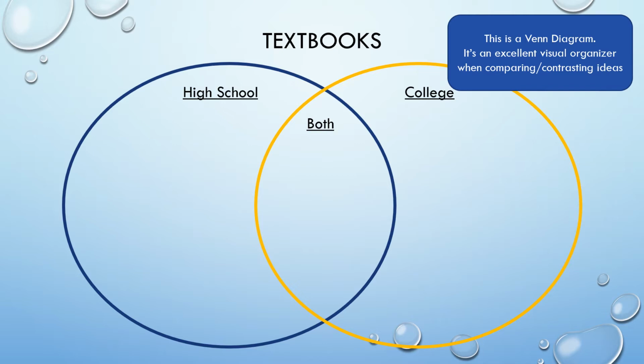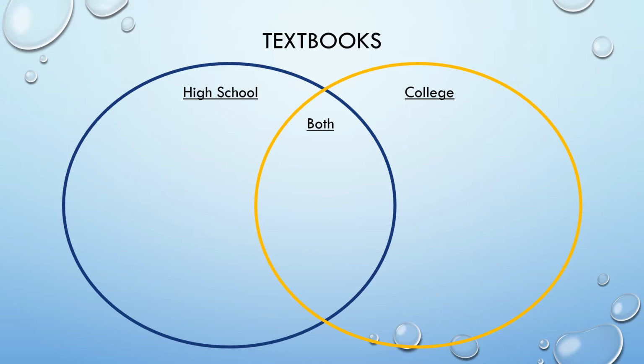So for example, I'm talking about textbooks. Textbooks in high school and college are typically, you'll find them both for high school and for college. But that's really where the similarities end.